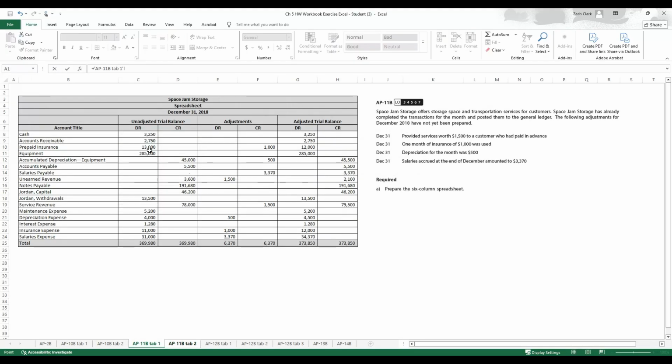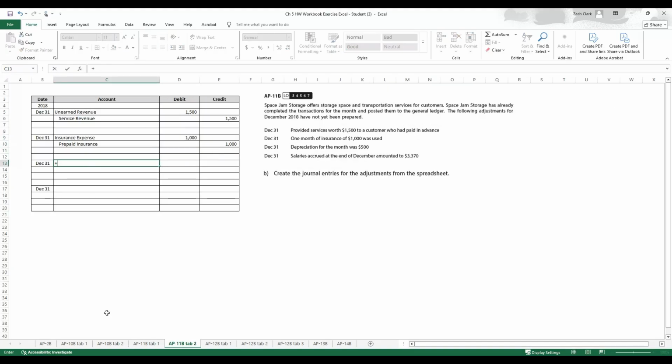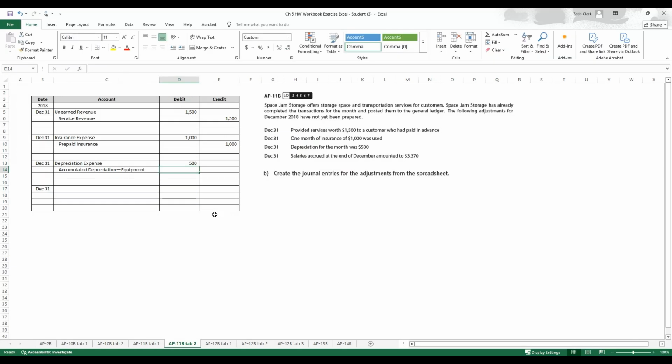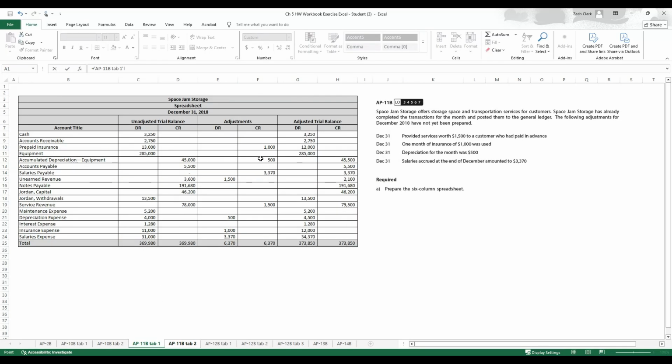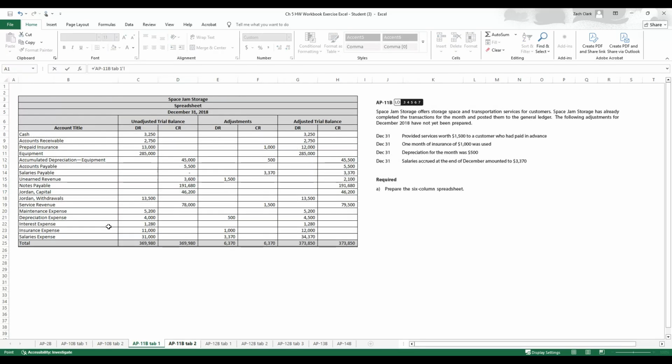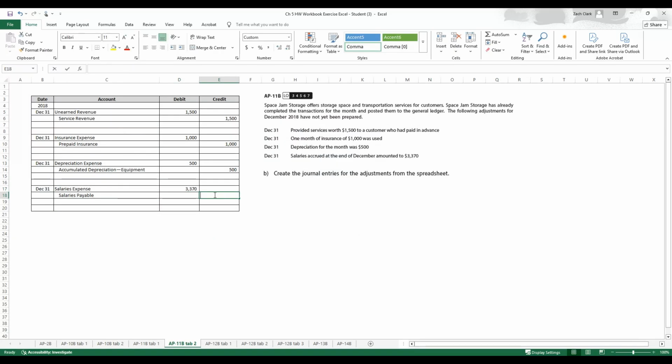Our credit account will be the prepaid insurance. It's going to be $1,000 for both of those. Depreciation expense is going to be the debit, and then accumulated depreciation is the credit. Depreciation expense is $500. Okay, and finally we have salaries expense and salaries payable as our credit account. I'm going to link those in. It was $3,370.